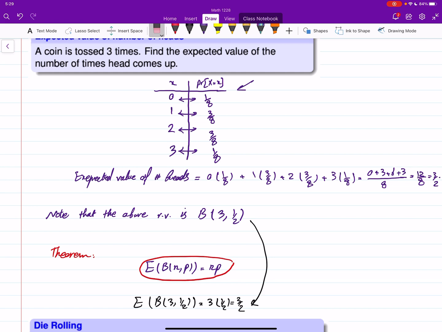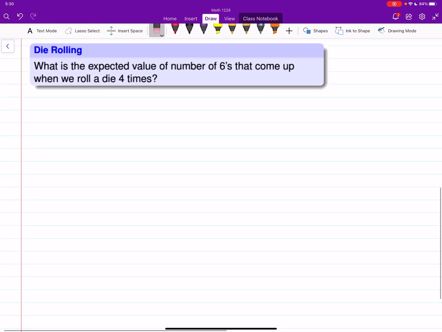Okay? So if your question is giving you a random variable and you figure out that random variable is a binomial random variable, you can just go ahead and use this formula. You don't need to draw the table and do all that work. For example, what is the expected value of the number of 6s that comes up when we roll a die 4 times? You see that the number of 6s in 4 die rolls is a binomial random variable.